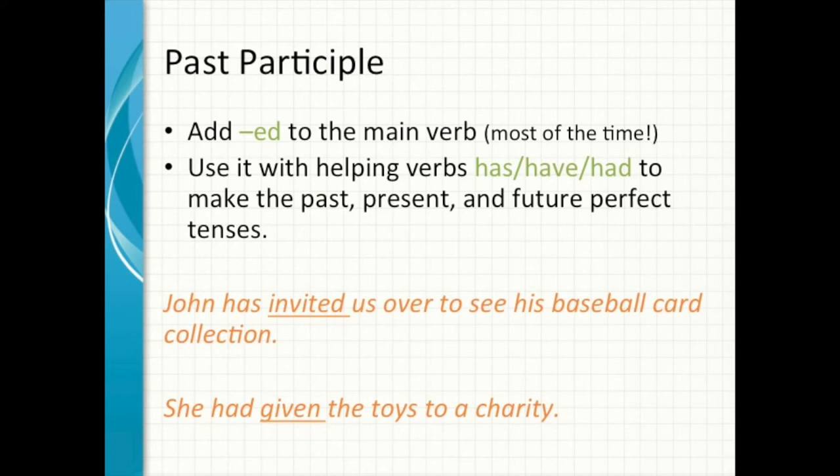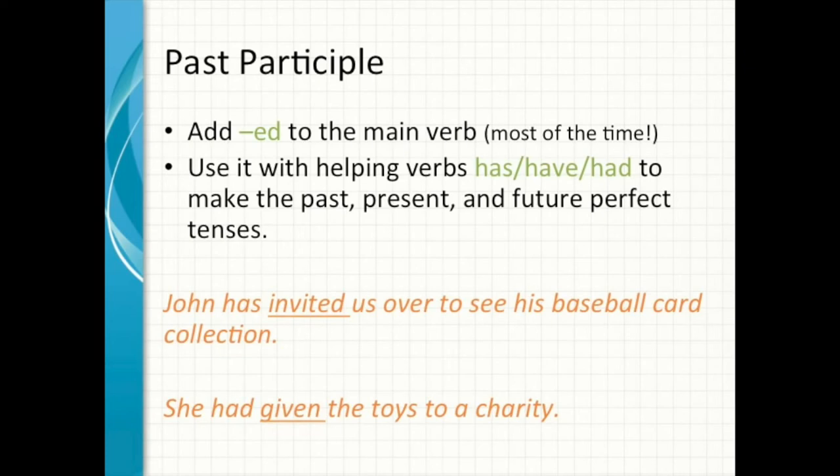We'll be dealing with these tenses a little bit more later in the year, but just think, has, have, and had are kind of red flag words to tell us we might be dealing with a past participle. Let's look at the sentences. John has invited us over to see his baseball card collection. I see invited ends with the ed, so I know that's my past participle. I have used the helping verb has to make the present perfect tense in this sentence, but invited is the past participle that I used in my verb phrase.